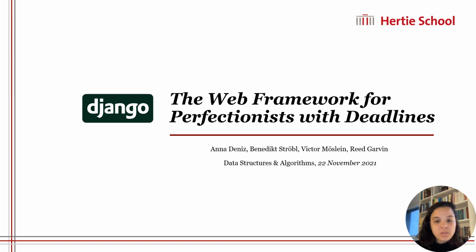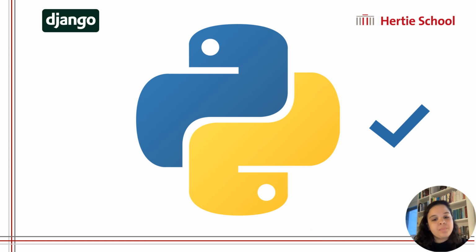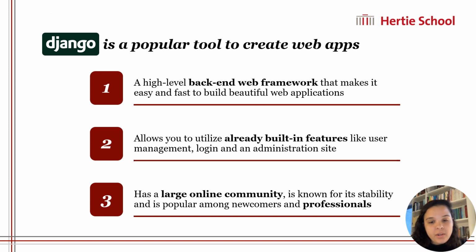So when you talk about Django, you might think of this, but actually today we're talking about the Python Django. And what is Django exactly and what is it used for? So Django is a web framework for perfectionists with deadlines. And it's actually a really popular tool to create web apps.